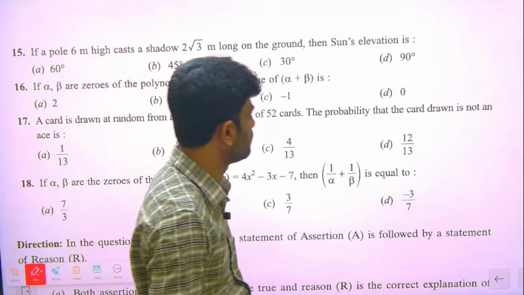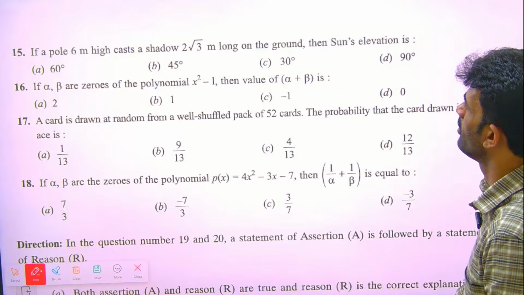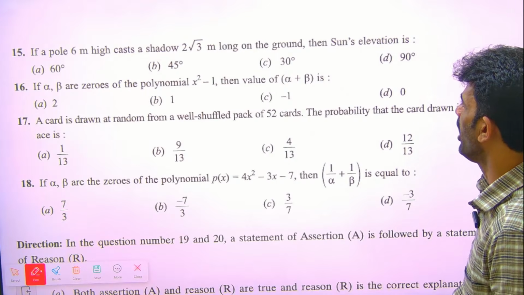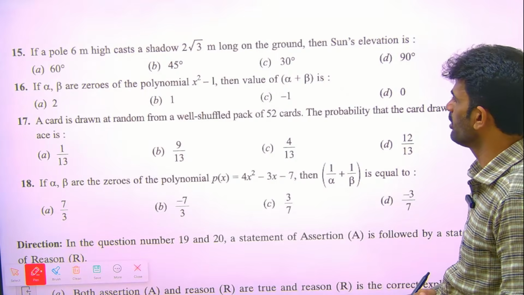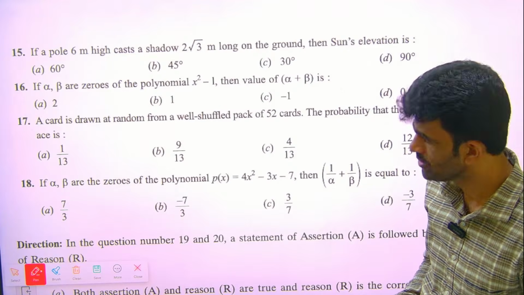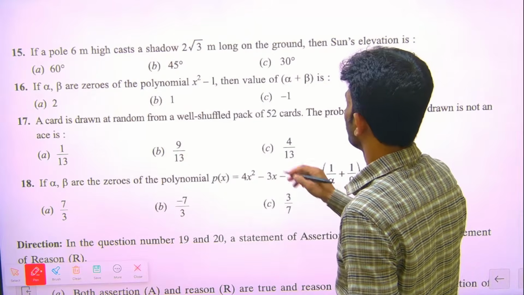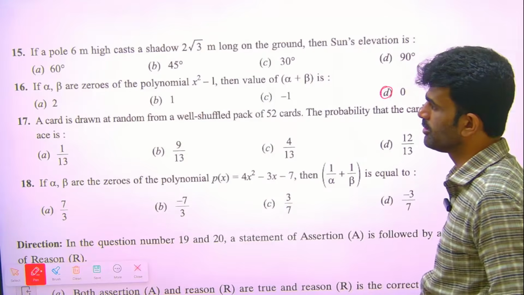Question number 16. There is no b in the polynomial. When there is no b, alpha plus beta is minus b by a, then what is going to be the result? Option D. Answer is 0 and option is D, because there is no b in that. Alpha plus beta is 0.